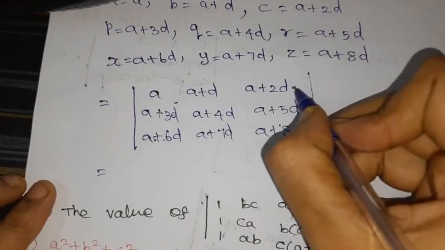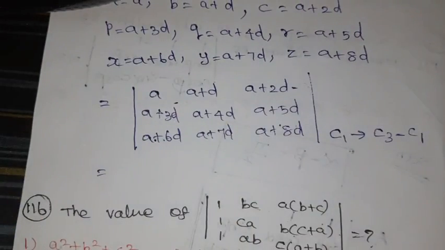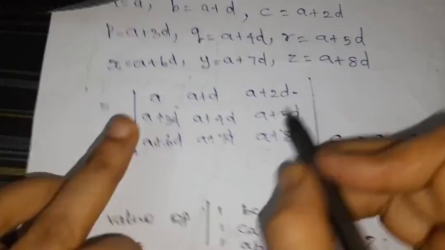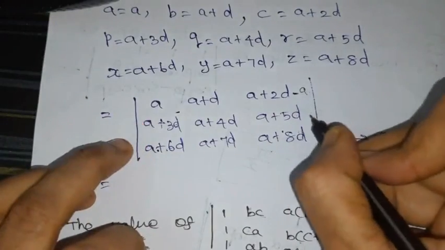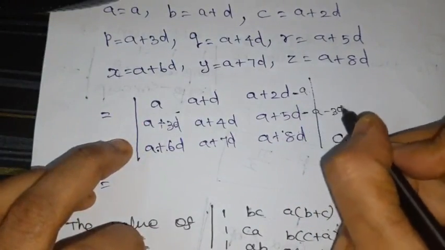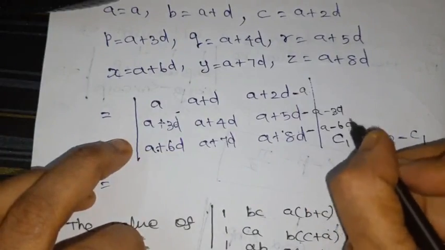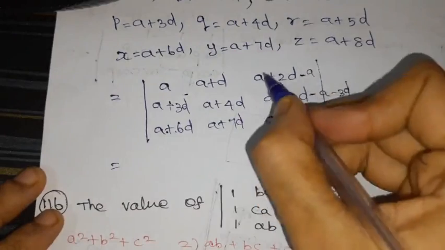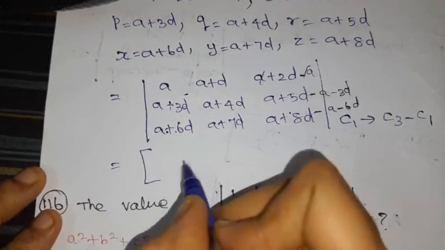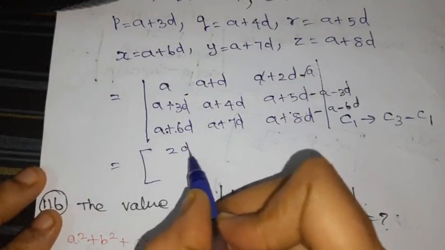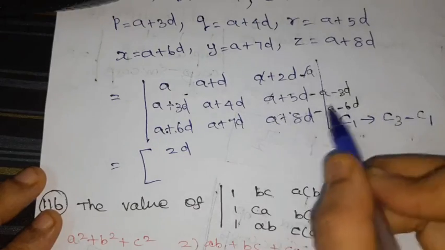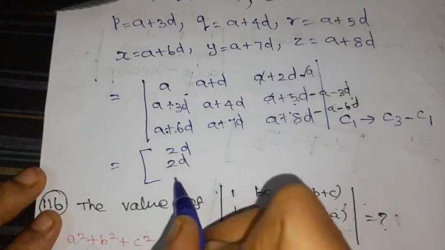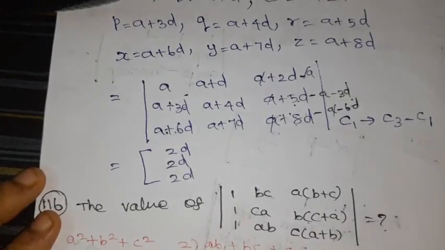I will just write in another color. C1 should be C3 minus C1. What is C1? Minus A minus 3D minus A minus 6D. So this and this get cancelled. What we will get? Here 2D. A will get cancelled in all the terms. Then 5 minus 3, 2D. 8 minus 6, 2D. The remaining terms get cancelled.